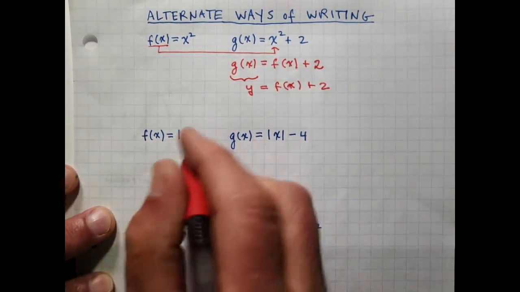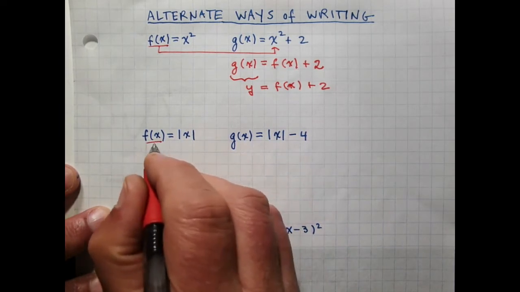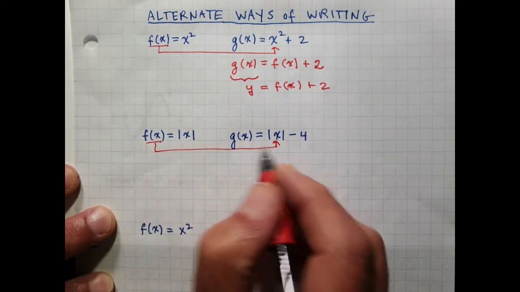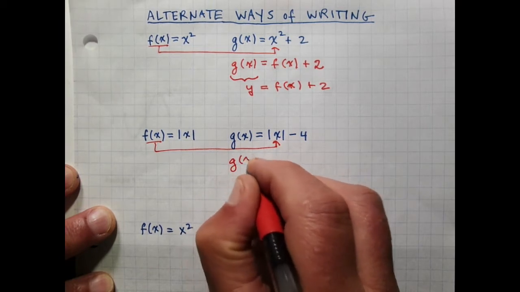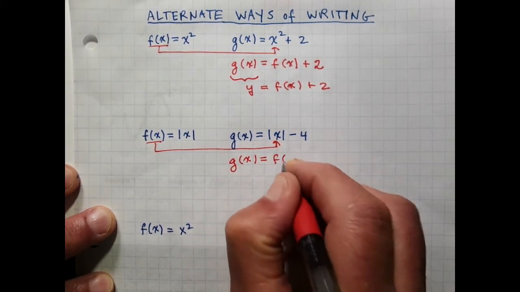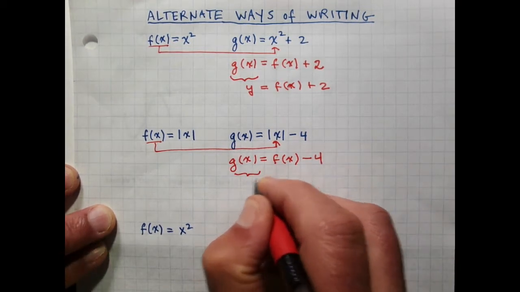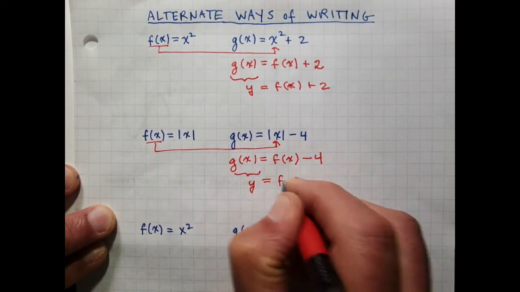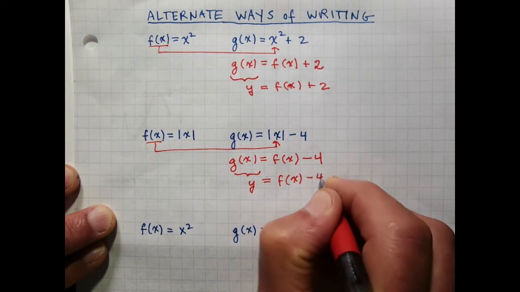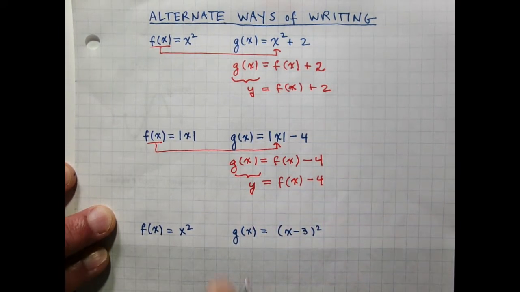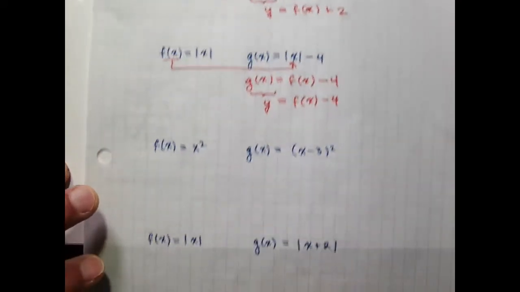In our second example, where f of x was the absolute value of x, you could have done the same thing. You could have said g of x is f of x minus 4, or y equals f of x minus 4 for that function, because we're going to see some of this y notation now.